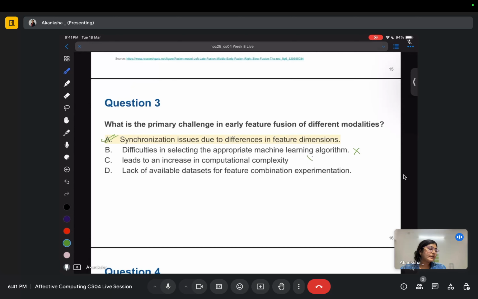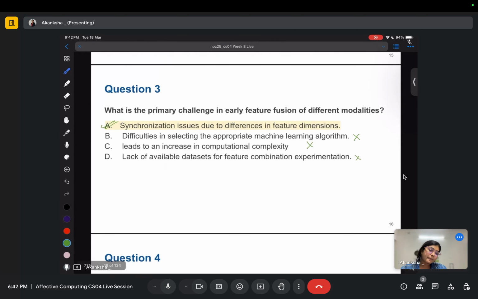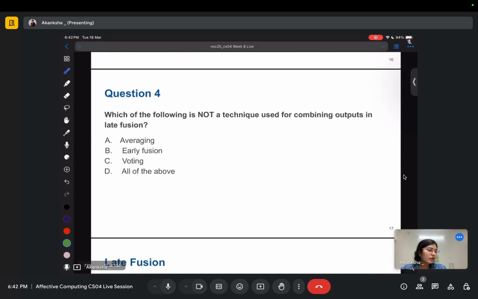And lack of available data sets? No, this is also not true, because early fusion is just combining, and the data sets themselves are already there. We don't need a special data set for early fusion. We just need individual data sets, and then we can combine. Obviously, multimodal data sets are fewer than single modality ones, but if we are using some fusion techniques, then there must be some data set that we are using.